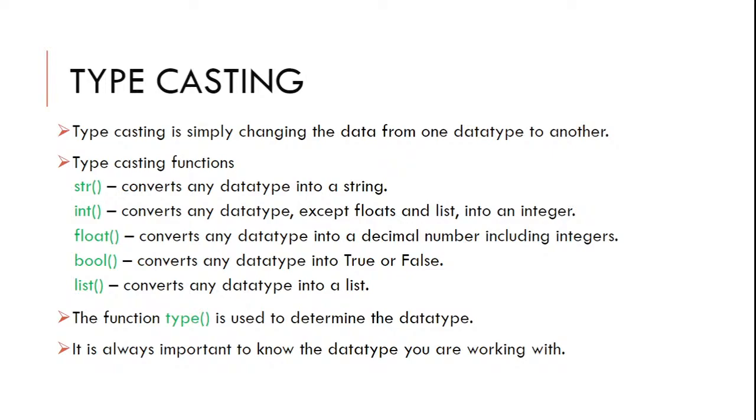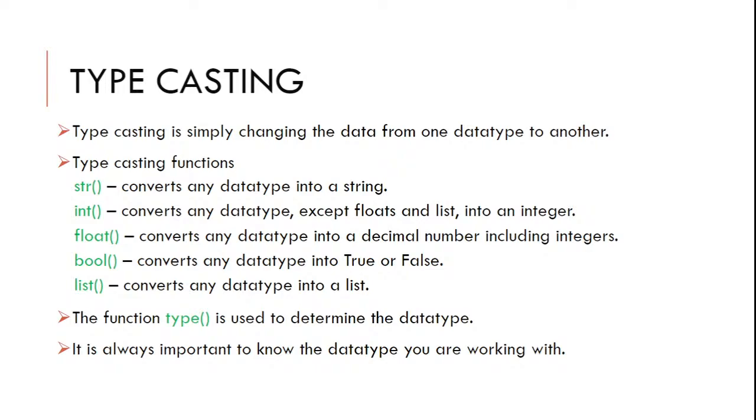Then we have the float, which converts a data type into a decimal number, including integers. So if you have an integer, it is easier to convert it into a float. But it is sometimes impossible to convert floats into integers. All integers can be converted to floats by putting a 0.0 behind them, but floats cannot be converted to integers, except those that end with 0.0.